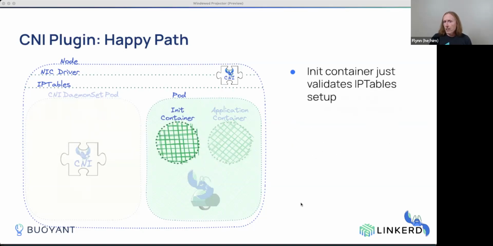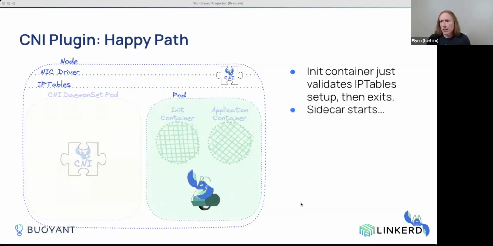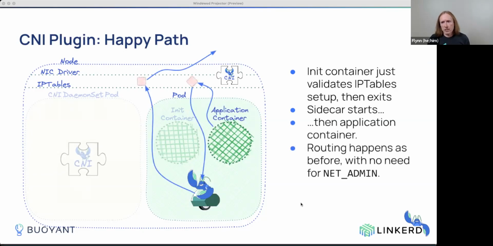The init container that runs when you're using a CNI plugin actually doesn't do anything except check to see if it looks like IP tables has been properly configured. If it has, great. If not, not so great. We'll talk about that in a little bit. As soon as it decides that the IP table setup is correct, it will exit, which allows the rest of startup to happen. So the sidecar will start, the application container will start, and then basically everything else happens the way that you've seen it before, except that this time we don't actually need the netadmin capability at all.